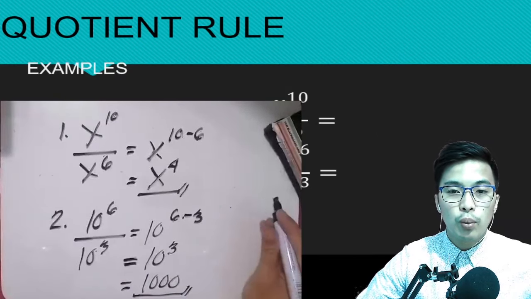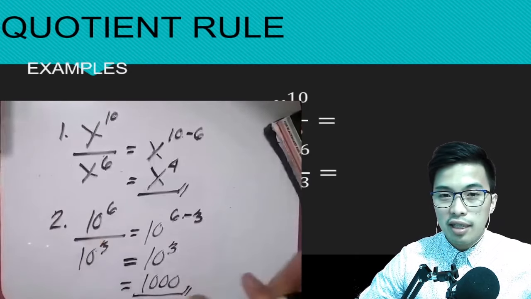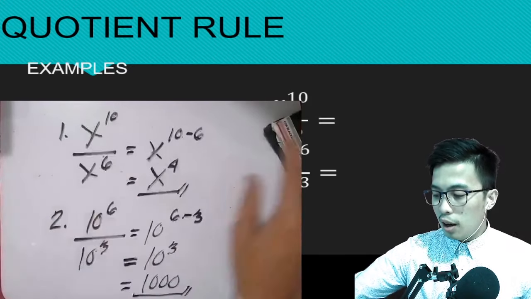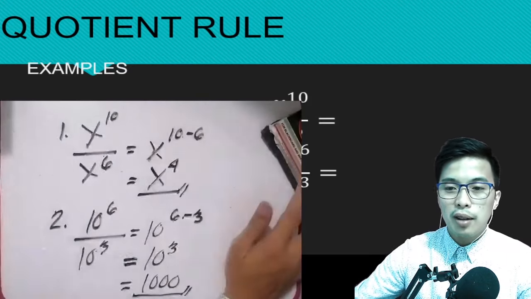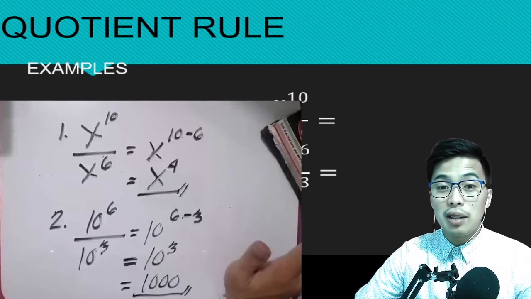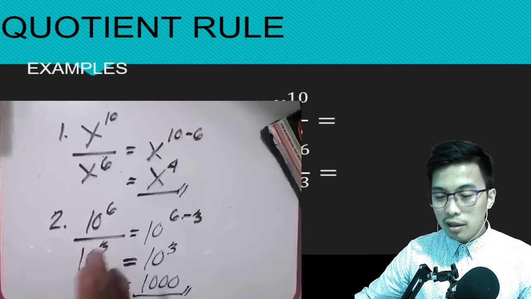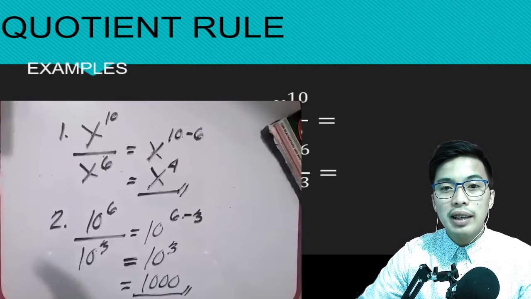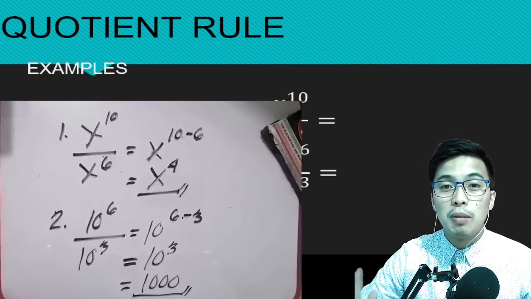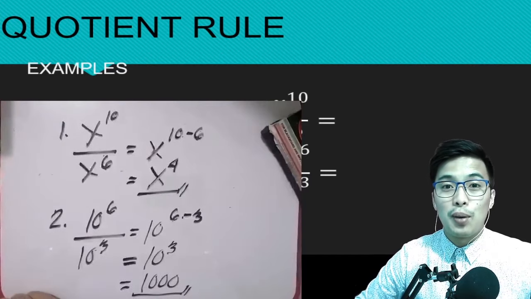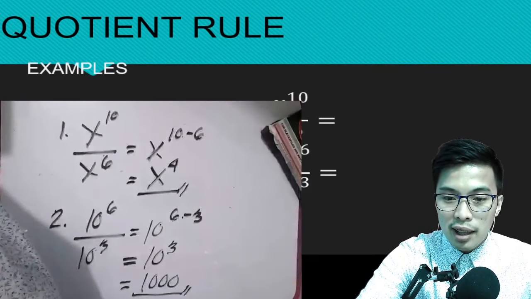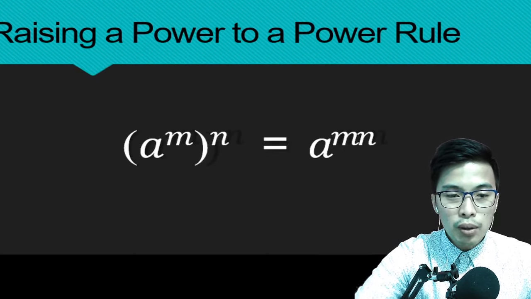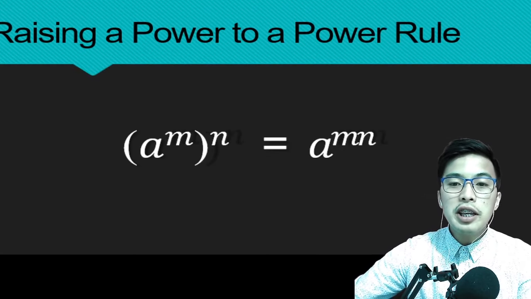Okay? So I hope that we got this, the second rule, which is the quotient rule. Alright? So I hope na marami kayong natututunan ngayon. Because later on, we will be combining all of this together with certain examples when we will solve more of these problems. Okay? So, next is we move on to the third rule, which is raising a power to a power.